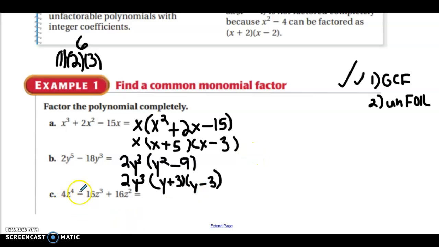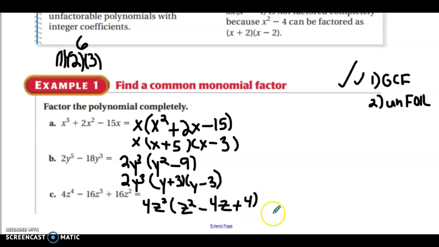Last example, I got 4z to the 4th. Or let me just start with my GCF. Is there a GCF? Obviously, there's a 4. And then if I look at my z's, I can get a z squared from each of these terms. So my GCF is 4z squared. And then that's going to leave me with z squared, because 4z to the 4th, I'm undistributing a 4z squared. 16z cubed will now become minus 4z. And the plus 16z squared will be plus 4.